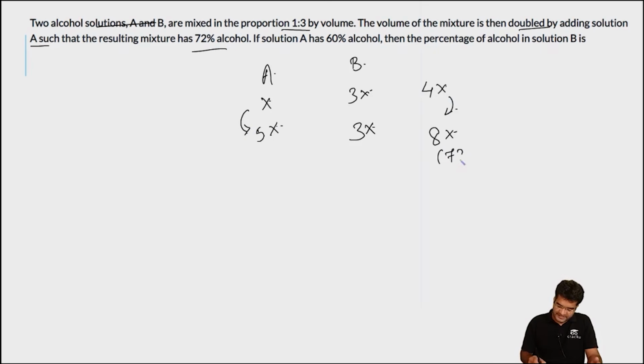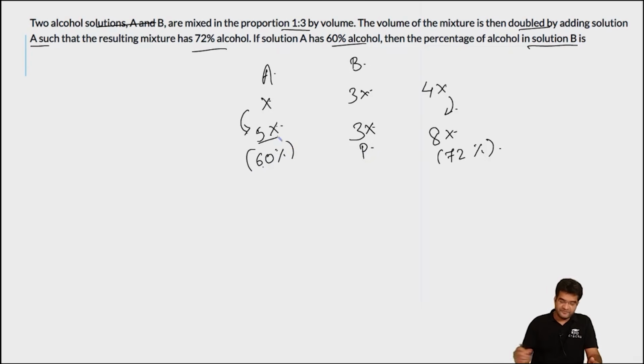Now we are told that the resulting solution has 72% alcohol. So this 8x has 72% alcohol. And solution A has 60% alcohol. So this 5x has 60% of alcohol, and we are required to find out the percentage of alcohol in solution B. So let us assume that the percentage of alcohol in solution B is P.